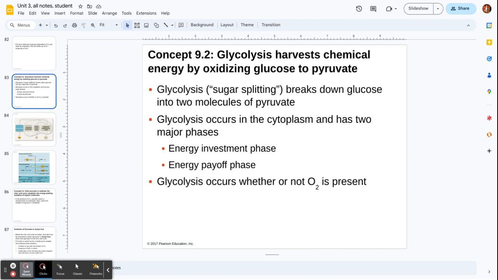So let's talk about glycolysis. Actually start with 9.2. Glycolysis is the process of harvesting energy by oxidizing glucose. So again, we're liberating some of those electrons. We're taking those away. We're stripping the glucose of it. And in doing so, we're going to come up with a different molecule called pyruvate. The endpoint of this series of reactions will be the formation of pyruvate. Glycolysis means glyco, sugar, and lysis, to split. So what we're doing is we're splitting glucose.